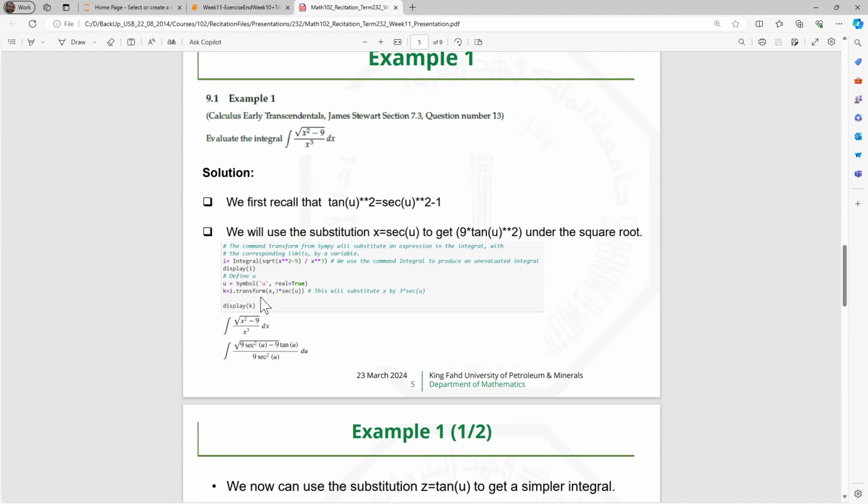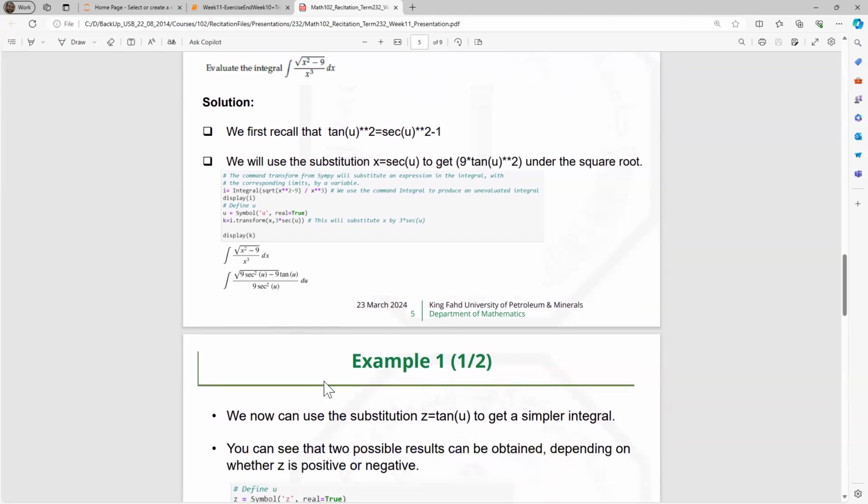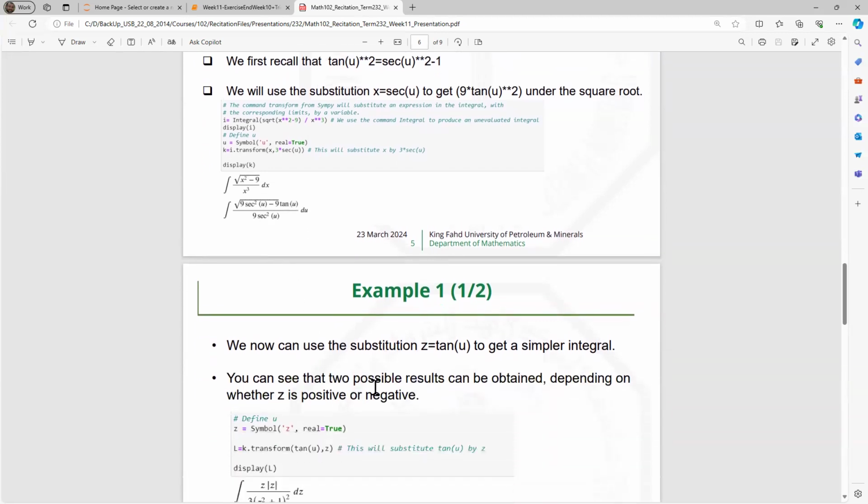And this is the new command transform that performs the substitution, that transforms in I x by substituting x by 3 secant u. We'll have a new integral called k, and we'll display k. So this is k. What you see here at the bottom of the slide is the new k, before simplification.